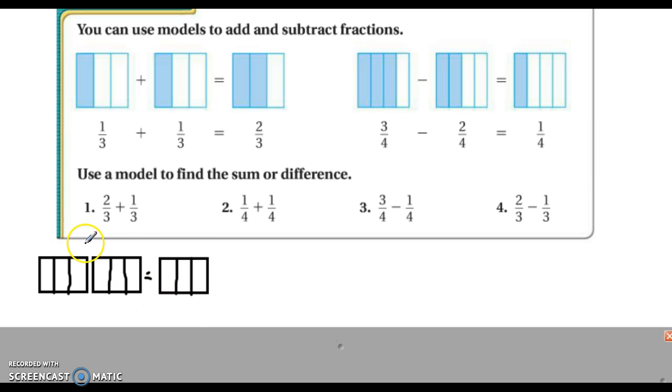So right here, I broke my figures into thirds because my denominator is 3. And the first one says I have 2/3 plus 1/3. And together I'm going to have 1, 2, 3 pieces filled in. So 3/3, which we know equals 1 whole.